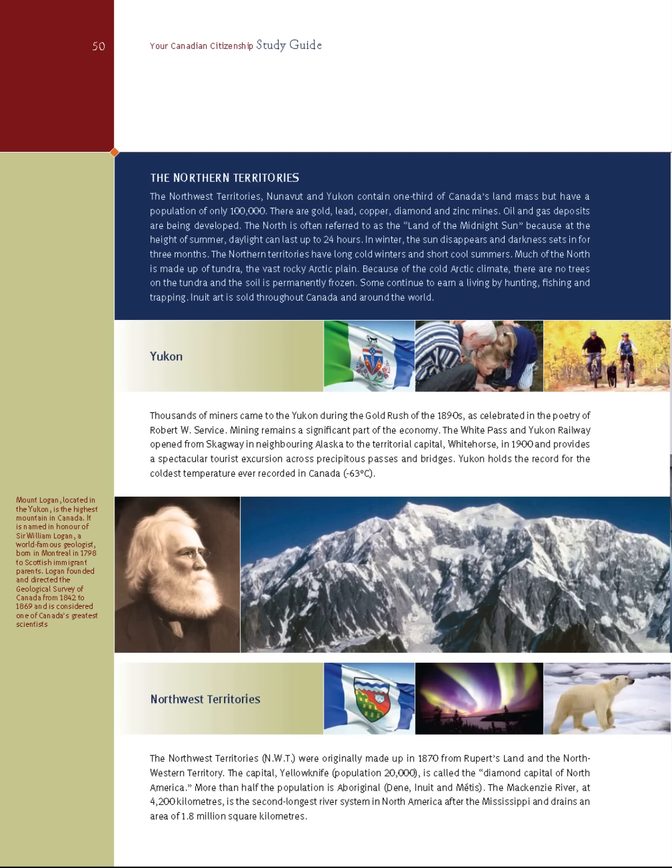Northwest Territories. The Northwest Territories, NWT, were originally made up in 1870 from Rupert's Land and the Northwestern Territory. The capital, Yellowknife, population 20,000, is called the Diamond Capital of North America. More than half the population is Aboriginal: Dene, Inuit, and Métis. The Mackenzie River, at 4,200 kilometers, is the second longest river system in North America after the Mississippi and drains an area of 1.8 million square kilometers.